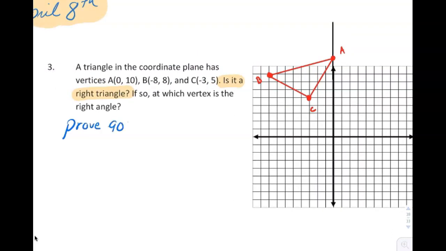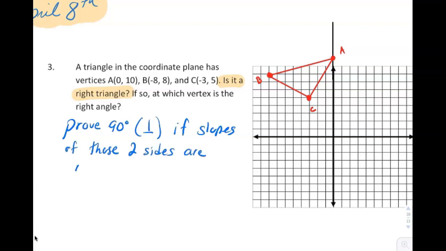You can prove 90 degrees, which is the same thing as perpendicular, if the slopes of those two sides are negative reciprocals, because that's how you prove 90 degrees perpendicular. So for example, if I had a slope of 10 over 3 and I had another slope of negative 3 over 10, those are negative reciprocals, upside down and different signs. So those two would be 90 degrees.